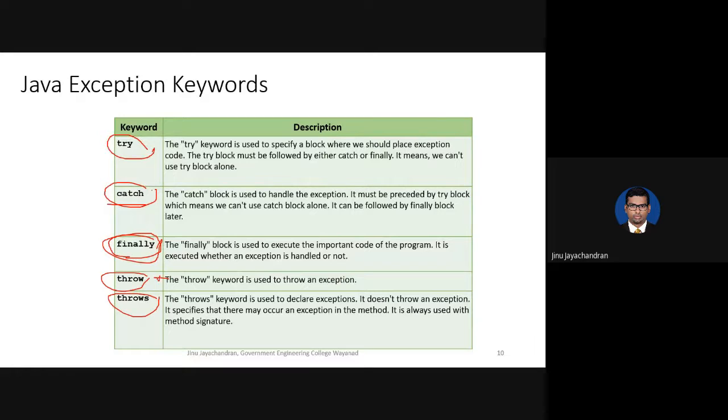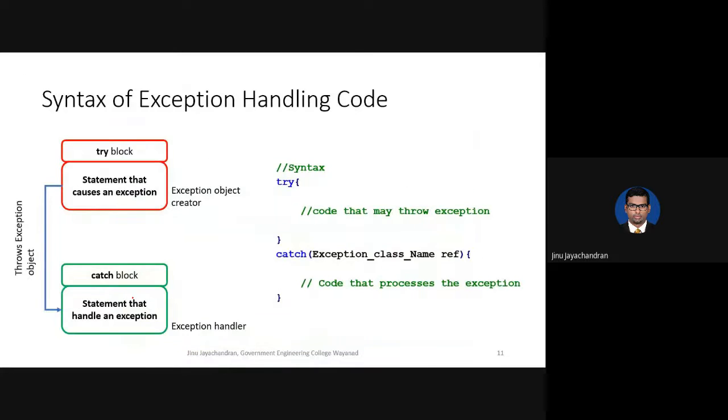Throw means you can throw a custom-made exception. Similarly, throws. We'll see an example. So this is how you handle an exception. You have a try block, and inside the try block, you will put a statement that causes an exception. If the exception occurs, it will be caught inside the catch block, and you will write a statement with which you can handle that exception.